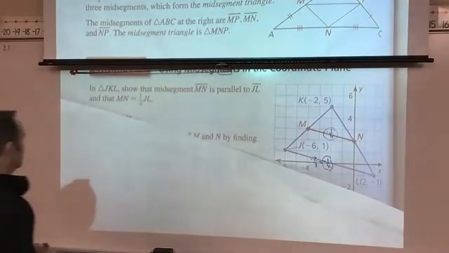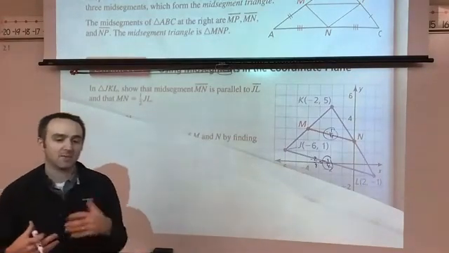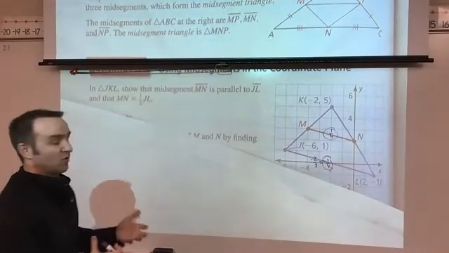The second thing is showing that MN is half of JL. That's talking about length. That's talking about distance. We would have to do distance formula for that.